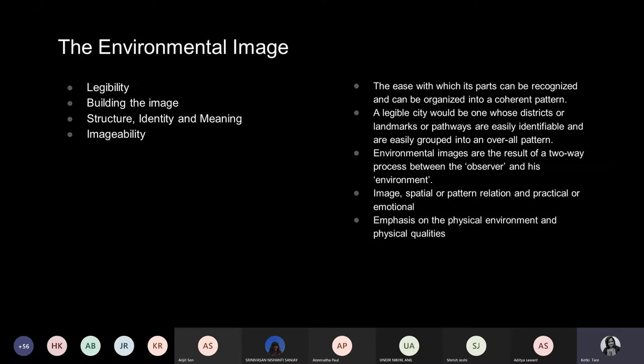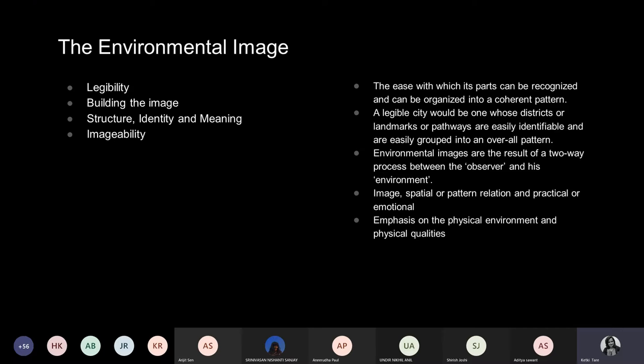And identity is usually associated with the image that is formed about a certain place for you. So what identity does a particular place hold for you, or a particular building, or a particular area, or a particular street? What is that identity that it holds for you is what the relationship would be for an observer, right? And also when we say meaning, meaning is an aspect which is more emotional, or more of the feeling that you have, or if you have any memories with that place.